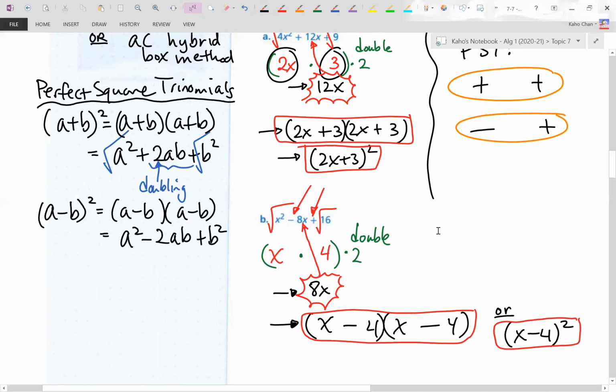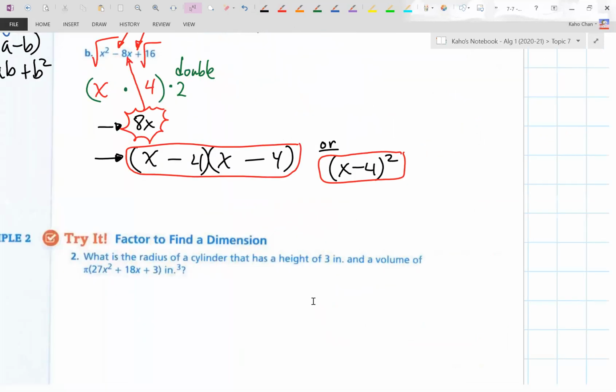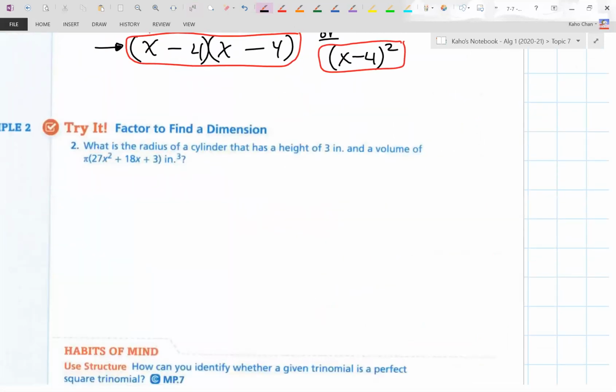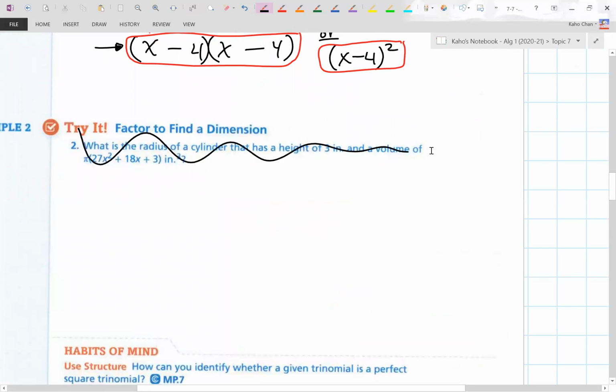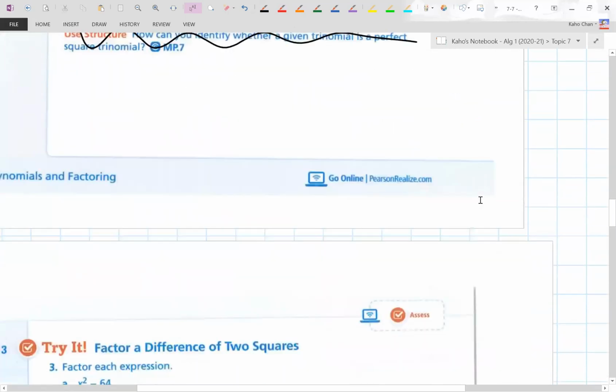Wow, not too bad. So this is basically this whole section, checking to see if it's a special case, in this case, a perfect square trinomial. Let's skip example 2 and move on to the next problems.